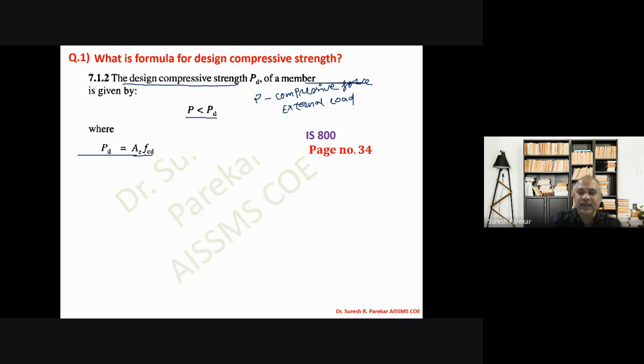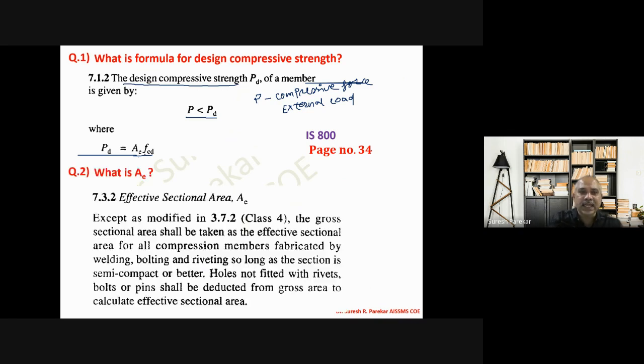AE is the effective area. Now what is AE? This is given in 7.3.2. And how will we calculate it? They have mentioned over here that the effective cross-sectional area for all compression members is taken as the gross sectional area, so long as the section is semi-compact or better.